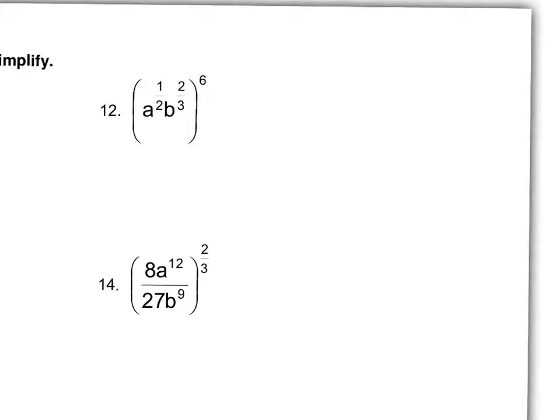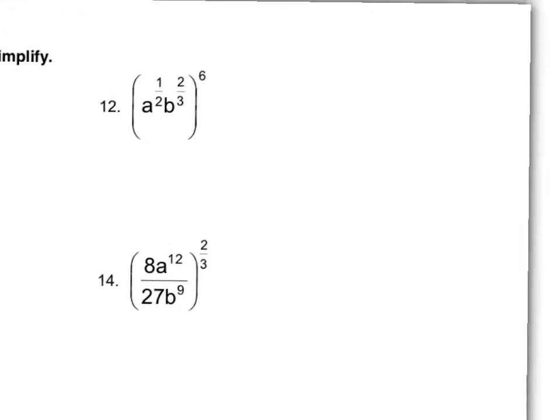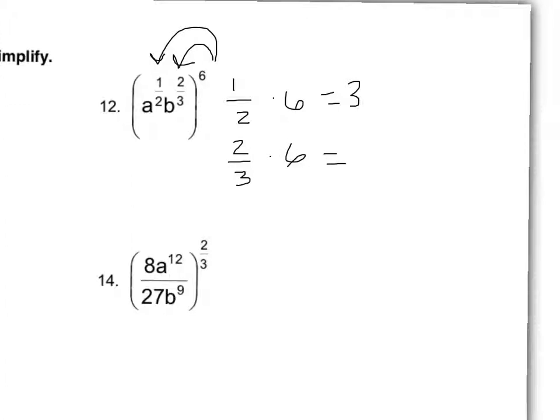And for the next problem, you have to apply the 6 to both of the powers. So it would first be 1 over 2 times 6, which equals 3. And then the 2 over 3 times 6 equals 4. So then you would have a cubed and b to the 4th, which is your final answer.